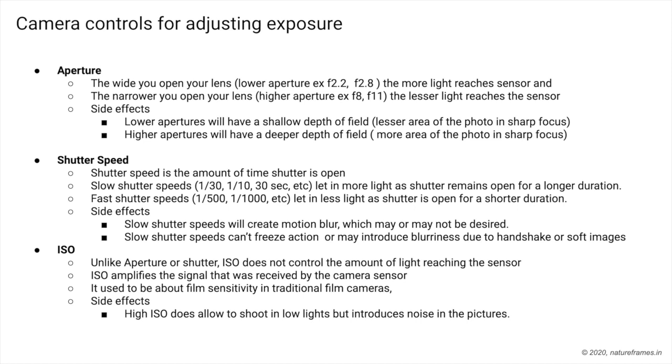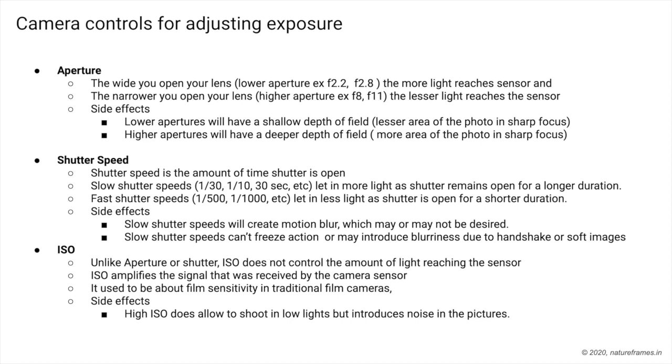Another setting available for controlling exposure is ISO. Unlike aperture or shutter, ISO does not control the amount of light reaching the sensor. ISO amplifies the signal that was already received by the camera sensor. It used to be about film sensitivity in traditional film cameras. For digital cameras, it is more about amplifying the received signal by software.